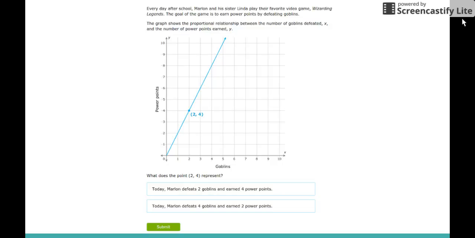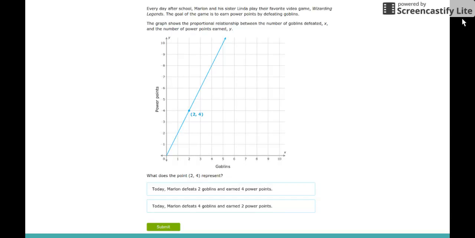I've included a second example of another word problem that requires being able to read and interpret a graph. The problem is as follows. Every day after school, Marion and his sister Linda play their favorite video game, Wizarding Legends. The goal of the game is to earn power points by defeating goblins. The graph shows the proportional relationship between the number of goblins defeated, x, and the number of power points earned, y. What does the point (2, 4) represent?